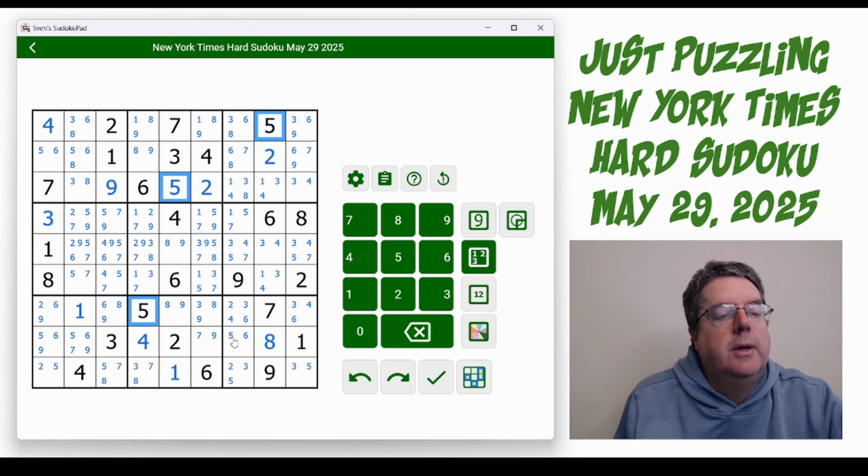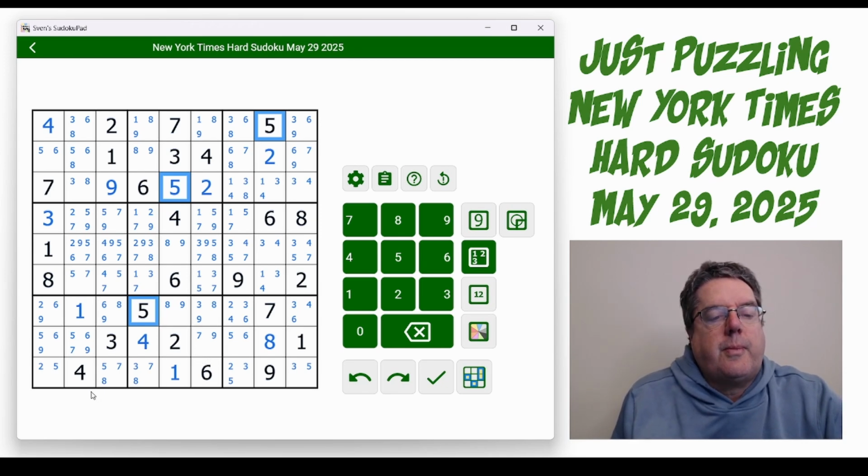5, 6. 2, 5. Oh, hang on. 2, 5. 2, 3, 5. And 3, 5's a triple. So this 5 comes out. And this 3 comes out. So that makes it a 7, 8. 7, 8. So that's not really helping me. But what it is telling me is 5 cannot be in this column. So that means a 5 is there. So that can't be a 5.